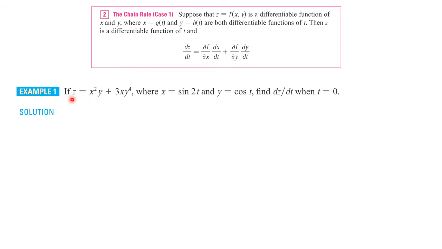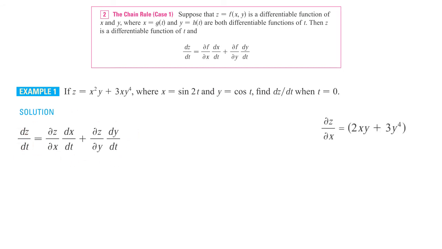Example number 1. If z is equal to x square y plus 3xy to the power 4, where x is equal to sine 2t and y is equal to cos t, find dz over dt when t is 0. Solution. We will apply this chain rule. So partial z over partial x, we will get 2xy plus 3y to the power 4, considering y as constant when we differentiate z. dx over dt, we will get 2 cos 2t.